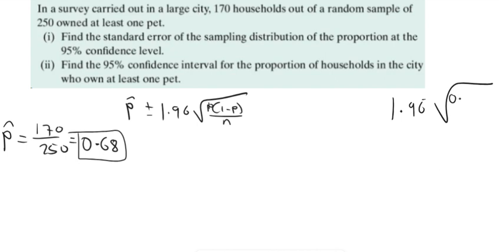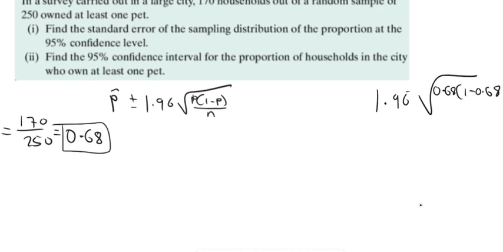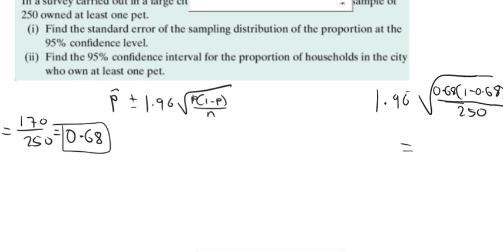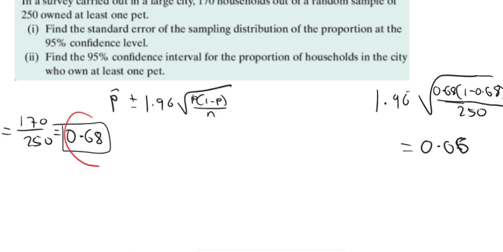So it'll be 0.68 times 1 minus 0.68, all over 250. So that's 0.06 when you round it off to 2 decimal places. So we're just taking each of those things. So we know what our p hat is, and then we know what our margin of error really is, or standard error. So that's 0.06.